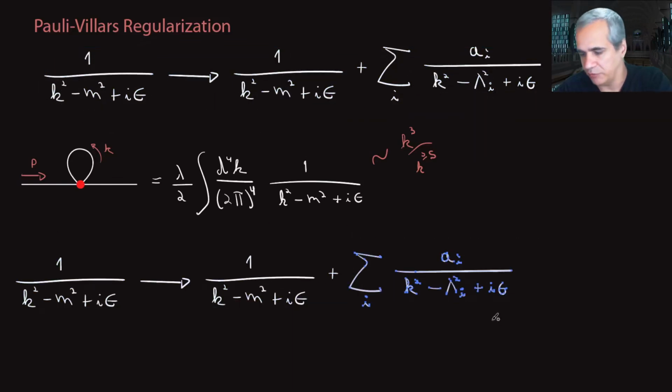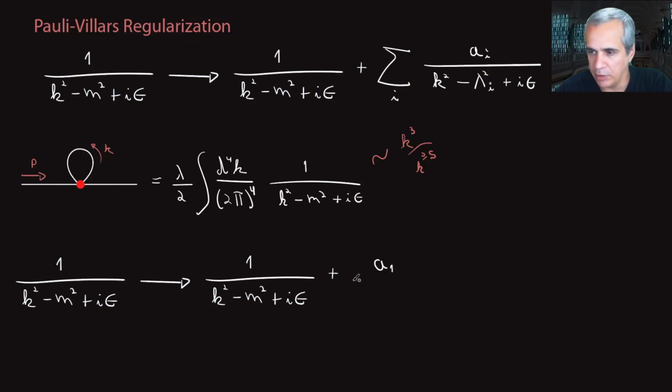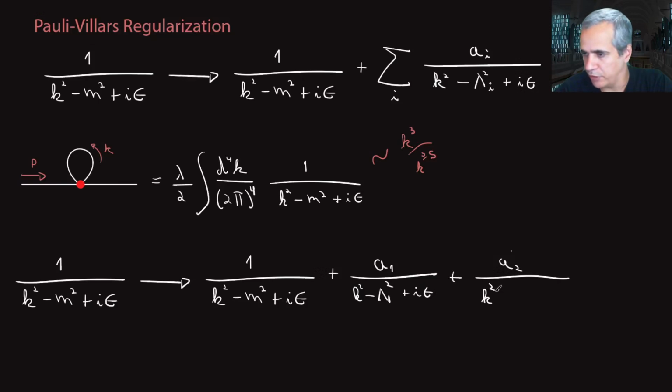with just 2 of these new contributions, which I'll call A1 over k squared minus lambda 1 squared, and A2 over k squared minus lambda 2 squared, I can get a power in the denominator which is bigger than 5. In order to see that, just think what happens with this sum in the limit that k squared is going to infinity, where the divergence is.